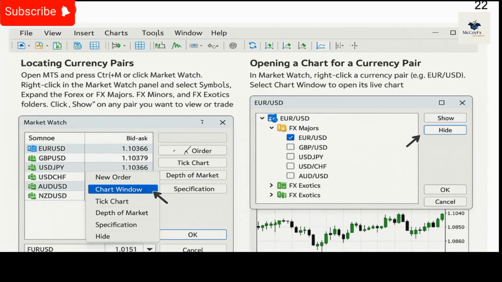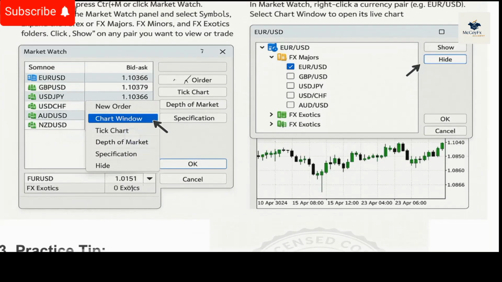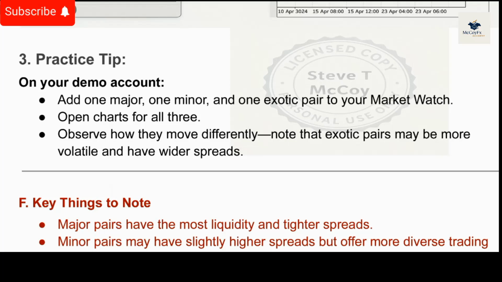Let's check the diagram we have here. On your left side, you can see we have the majors, which consist of the Euro USD or the currency pairs that involve the USD. That is how you're going to see it on the desktop.